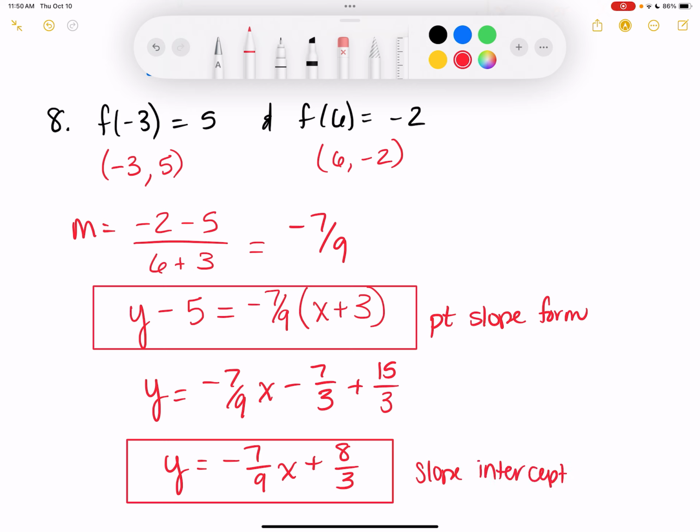But if you take it all the way to slope-intercept and you did something wrong, but your point and slope is right, I'm not going to give you all the points because your final answer is wrong. So just be careful however you decide to do it.